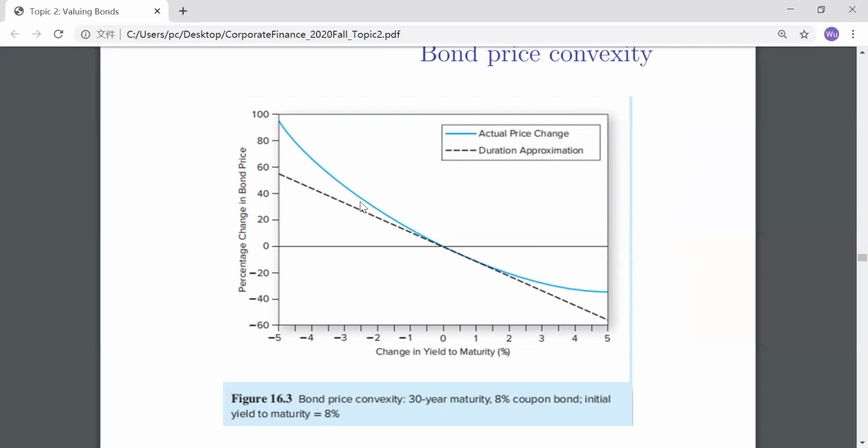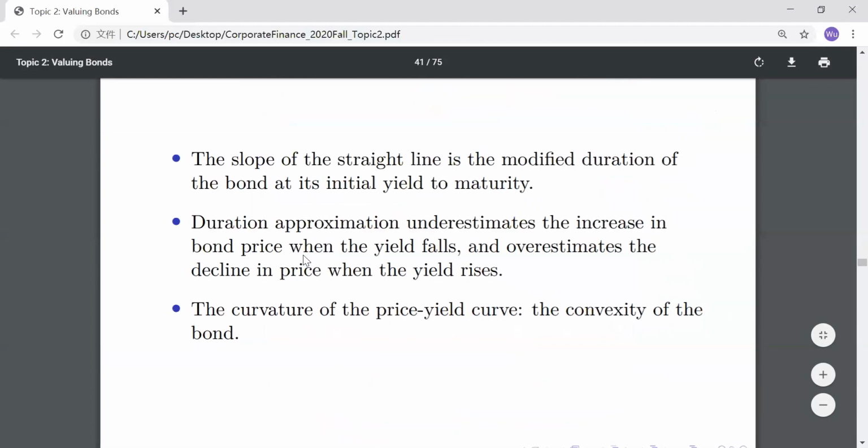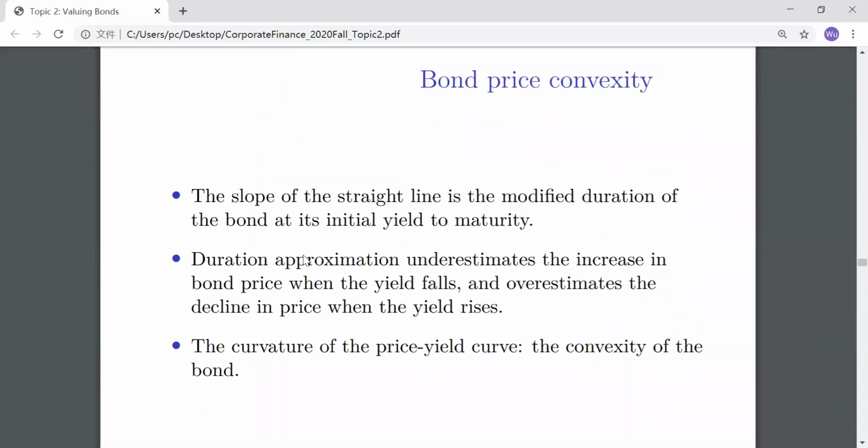You can see this is the actual price yield curve. This captures the actual price change. And this is the duration approximation, which is a dashed line. The slope of this dashed line is the duration approximation. Now you can see the duration approximation cannot capture the curvature here, and actually the curvature is important here.